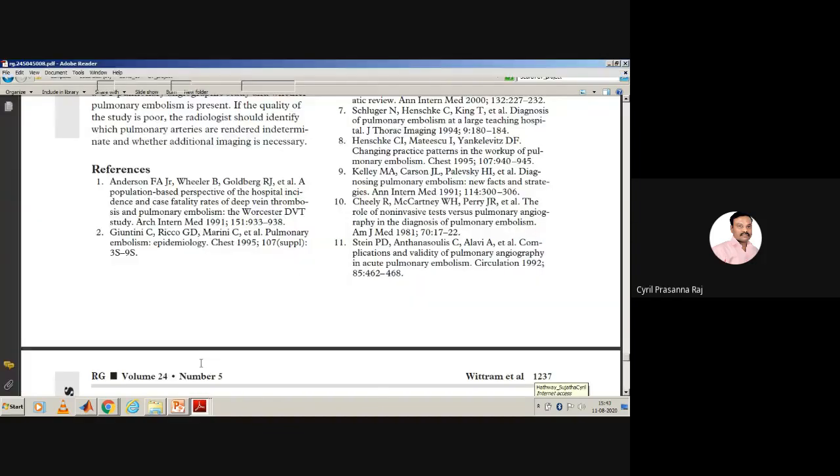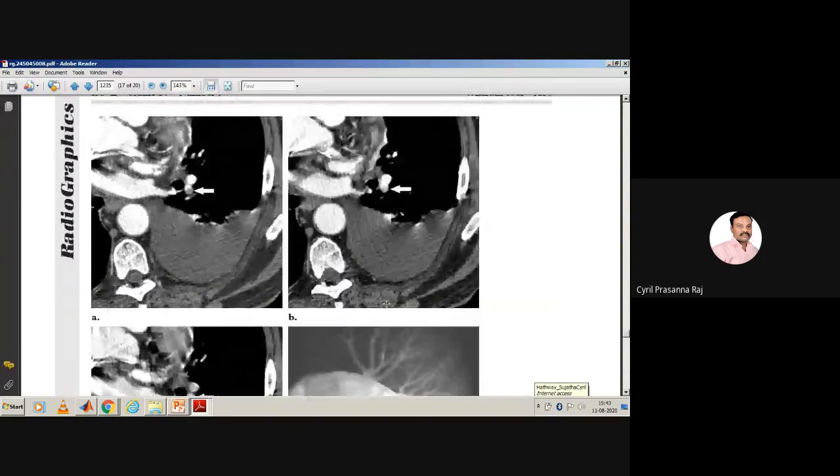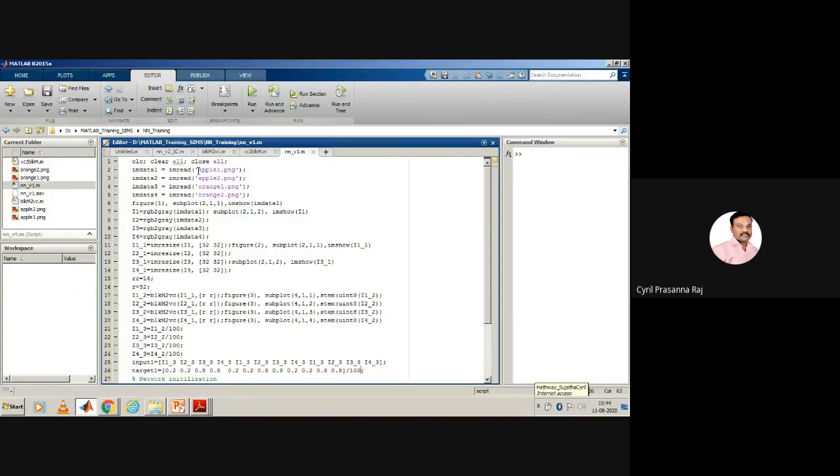If you read this paper, you will be able to differentiate between the normal and abnormal images. Now, take these images and read them into your MATLAB program. I want you to read these images into MATLAB and then develop the entire code to classify the image as normal or abnormal. I want you to develop a complete MATLAB code for classifying the images as normal and abnormal.